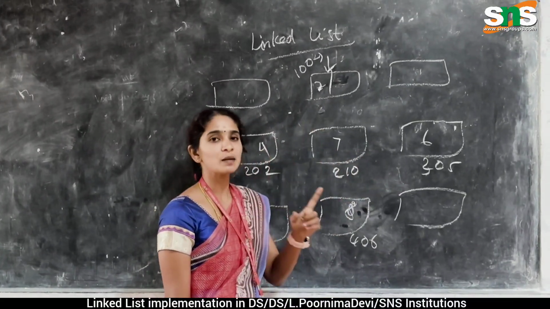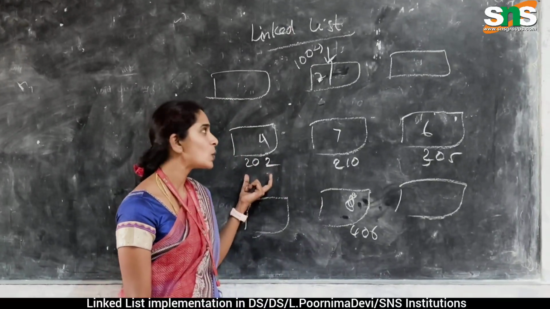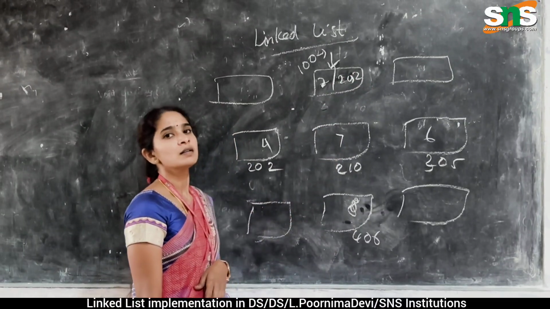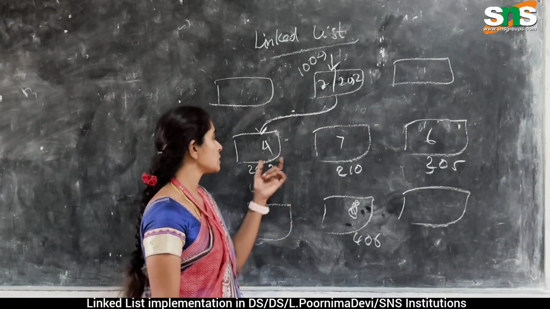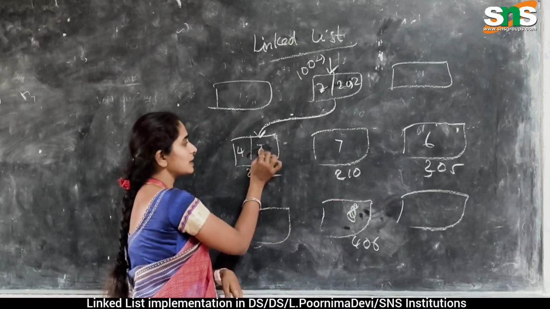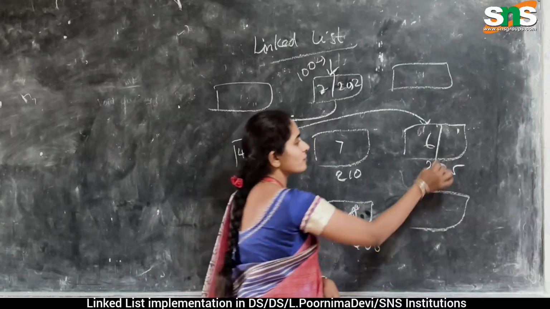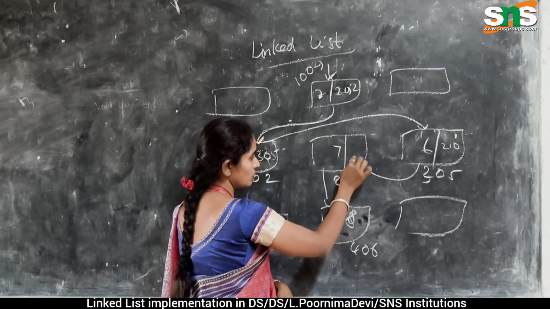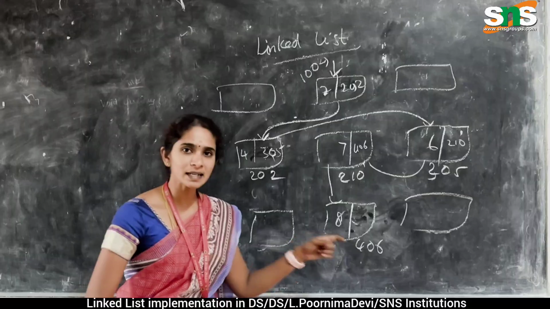The first element has to know the address of the second element, and my second element is at 202. So the first element knows the address of the second element, and it automatically reaches the second element. In the same way, the second element has to know the address of the third element, 305, so it automatically reaches the particular destination. After that 210, so it will reach 7 and then 8. So 406, and 8. This is the linked list implementation.